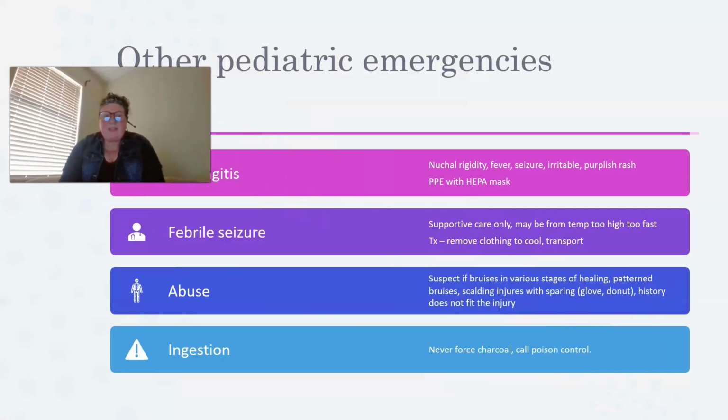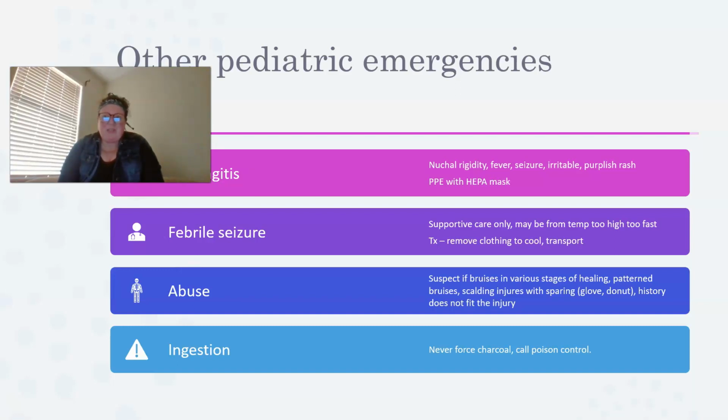Pediatric emergencies to talk about: meningitis. So meningitis: nuchal rigidity, that's a stiff neck, fever, seizures, irritability because they have a really bad headache they just can't tell you about, and the purplish rash. And we want to make sure we have good PPE with the HEPA mask on this one.